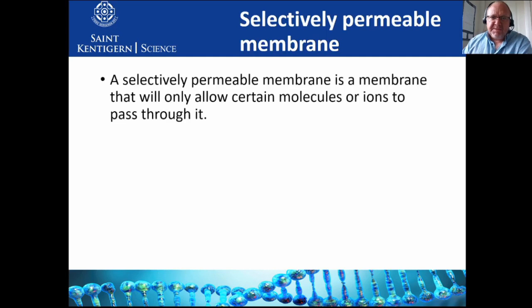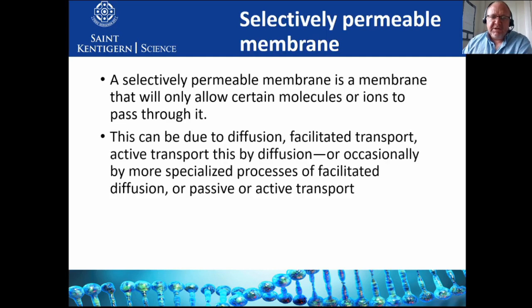Okay, a selectively permeable membrane is a membrane that will only allow certain molecules or ions to pass through it. This can be due to diffusion, facilitated transport, active transport, and occasionally other active transports like phagocytosis and pinocytosis and so forth. So we will get to that.